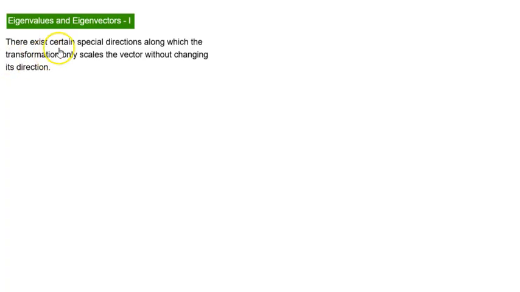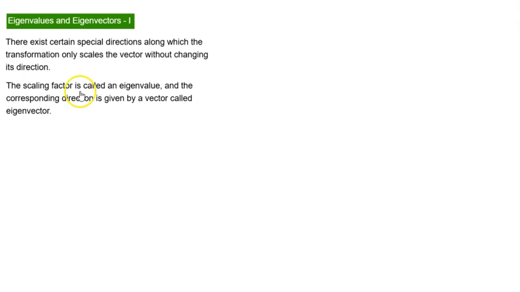In the previous session, we looked at how matrices help us in transforming vectors. Now, continuing in the same thought, there exist certain special directions along which the transformation only scales the vector without changing its direction. The scaling transformation we have seen in the previous session. The scaling factor is called an eigenvalue, and the corresponding direction is given by a vector called an eigenvector.